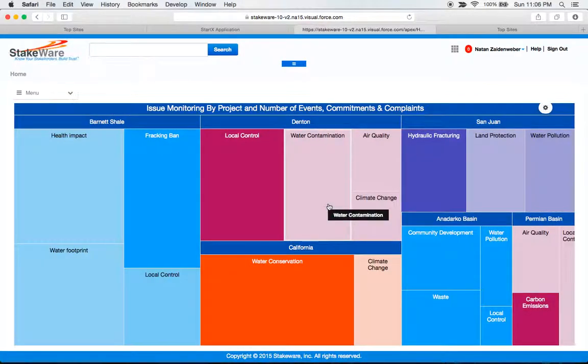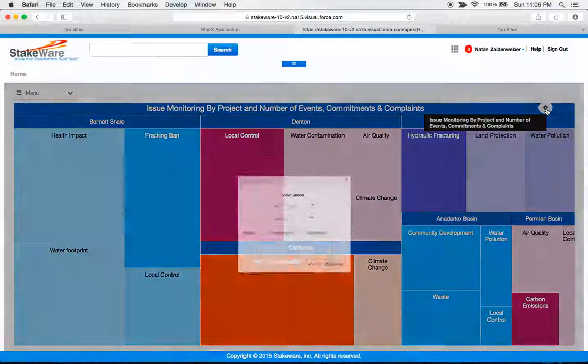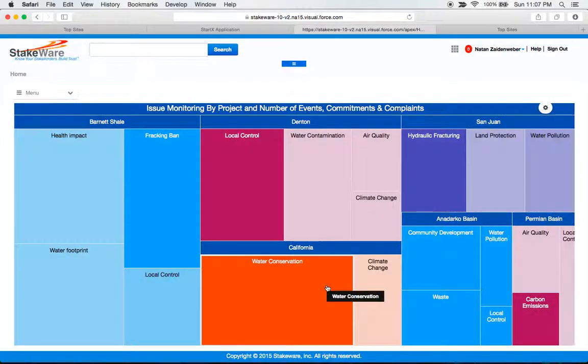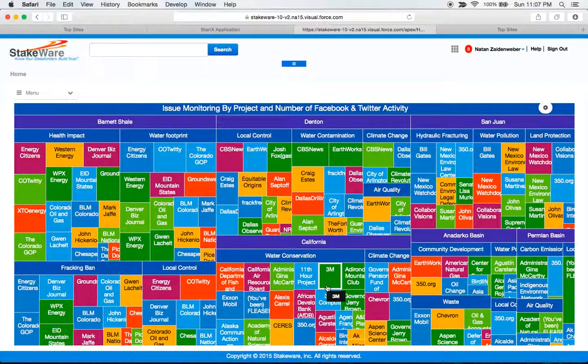One of the things that I can also do is contrast this information, which I'm gathering through my own engagement capabilities, with the social world. So I can, with a click of a button, basically change the perspective and look at it from the point of view of social media and all the different stakeholders that are out there tweeting or putting posts on Facebook that are related to the issue of water conservation in California.